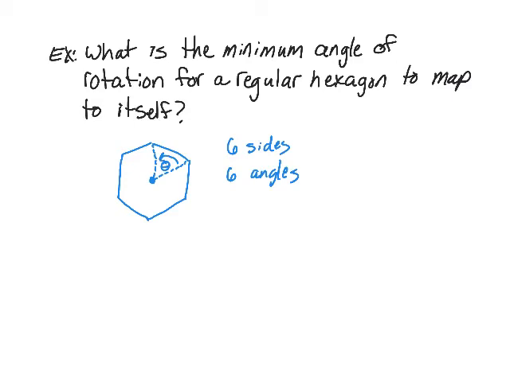So here's how you do that. It's really easy. You take 360, divide by 6, the number of sides, and every one of those is 60 degrees. So every time I rotate this 60 degrees, it's going to map to itself again. The minimum number is 60 degrees, but if you rotated it 120, it would map. If you rotated 180, it would map, all the way around, each multiple of 60 until you get to 360.